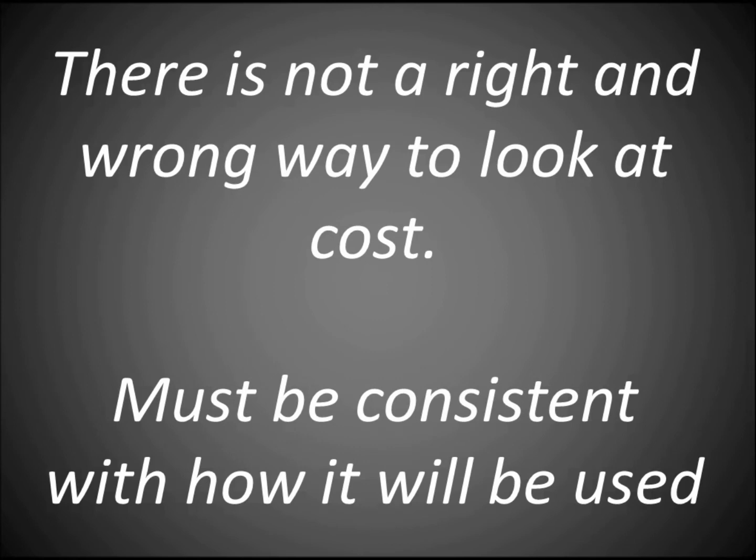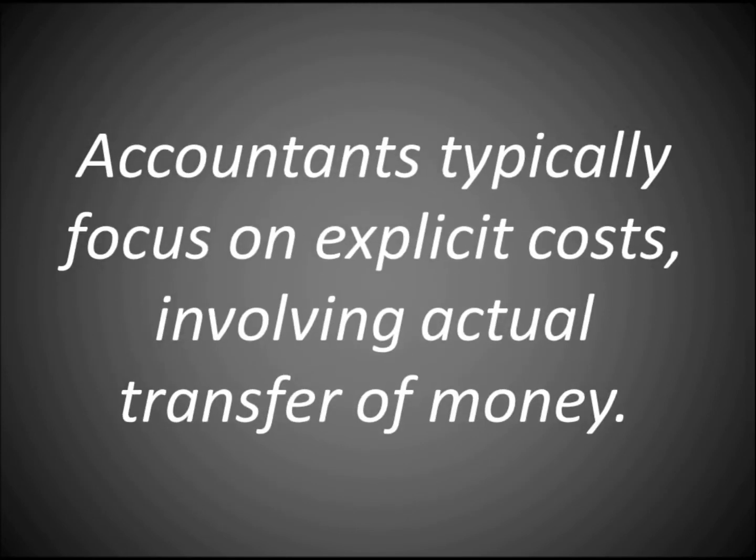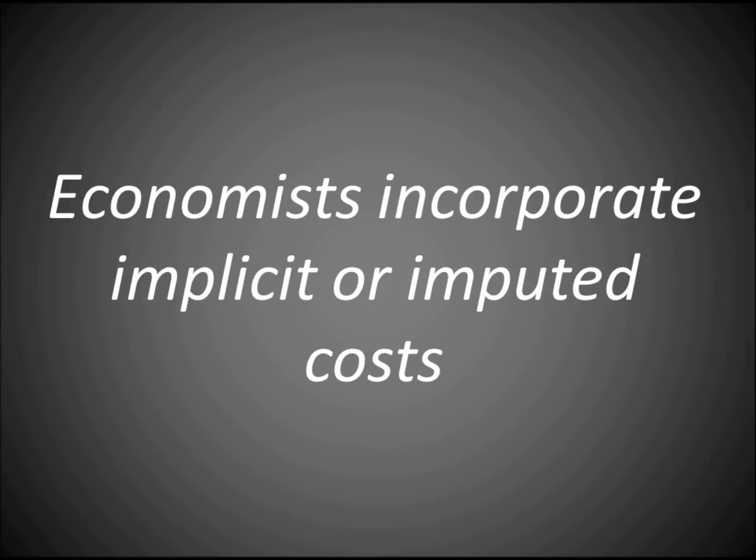A couple of key points that bring out here is that there's not a right and a wrong way to look at cost. The approach has to be consistent with how you're going to use the information. Accountants typically focus on explicit costs that involve actual transfer of money. Economists incorporate implicit or imputed costs because they're trying to do managerial decision making.